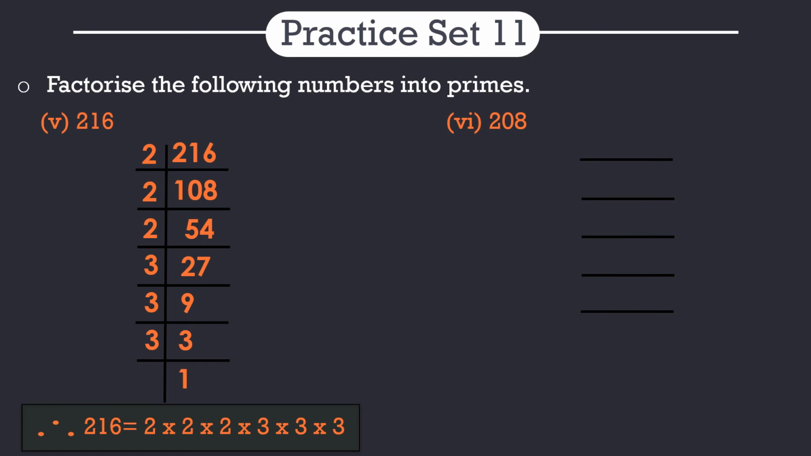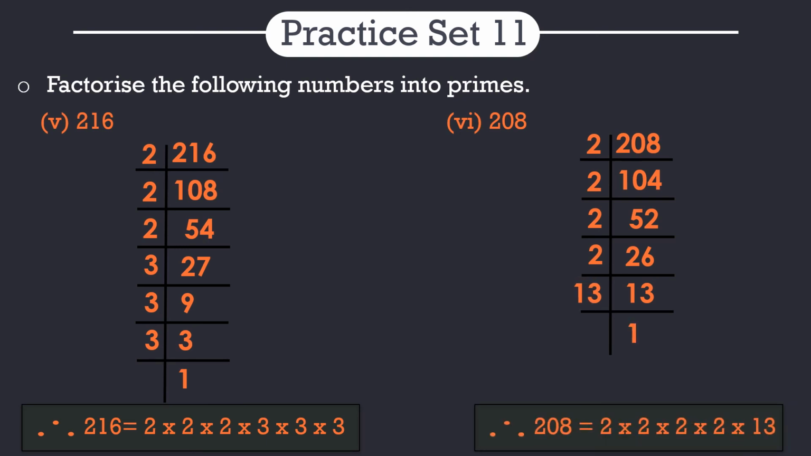Sixth, 208. 208 is also divisible by 2 as it is an even number. 208 divided by 2 is 104. 2 52s are 104. 2 26s are 52. 2 13s are 26. And 13 is a prime number, so 13 ones are 13. Therefore, 208 is equal to 2 into 2 into 2 into 2 into 13. Now here I have solved 6 sums. The remaining 4 sums you have to solve on your own.